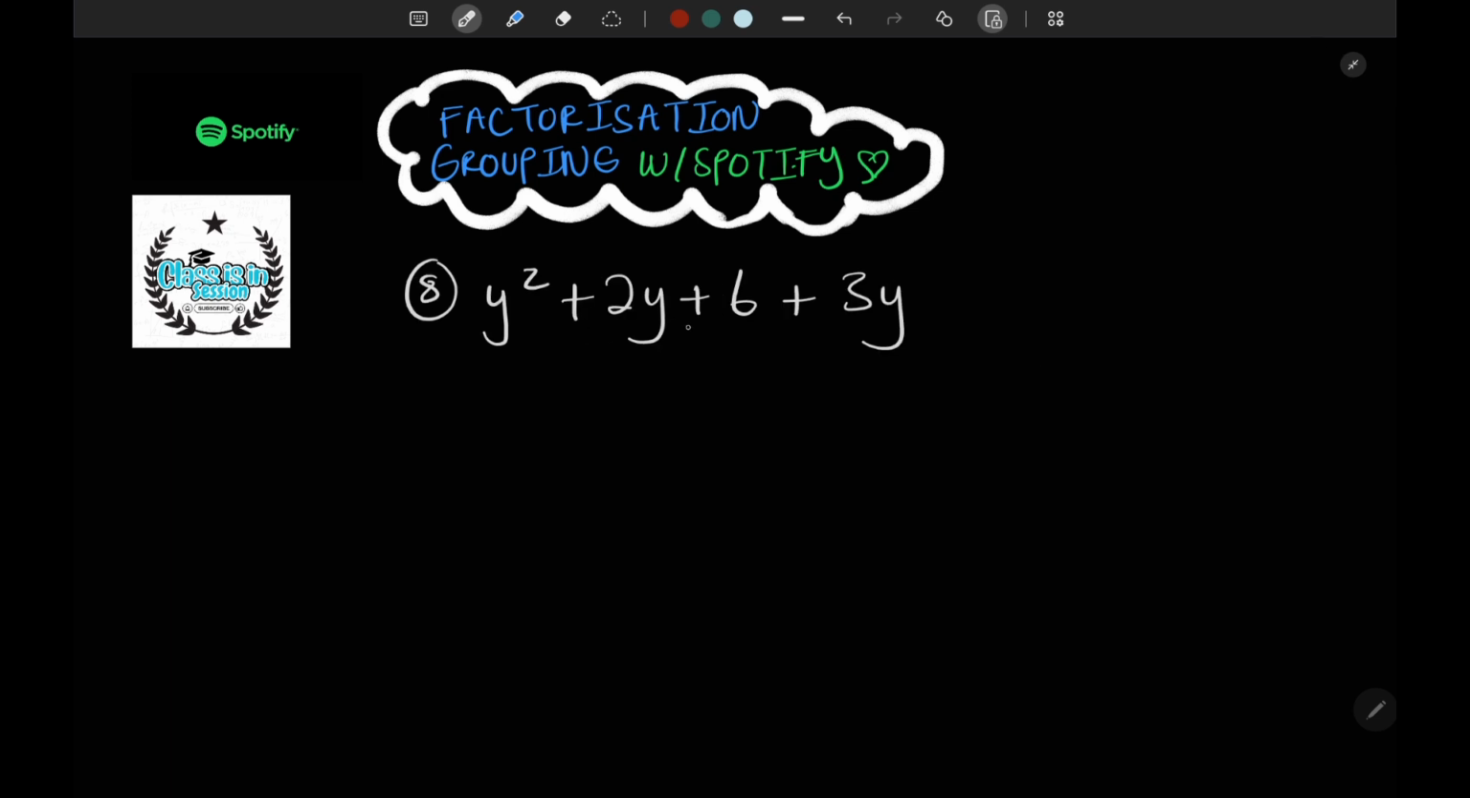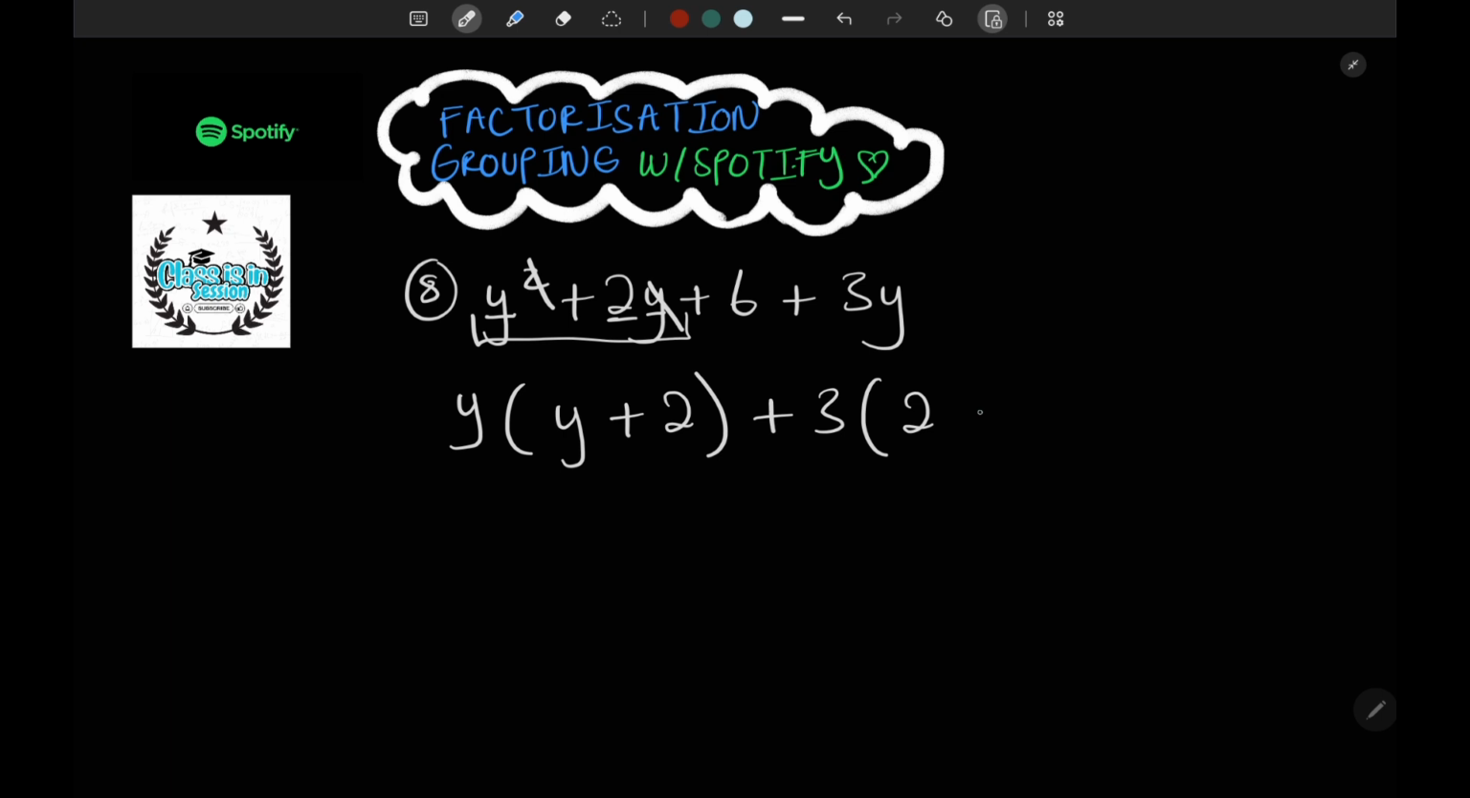Now let's do examples that are a bit trickier. Let's do y squared plus 2y plus 6 plus 3y. What's the first step? Factorize the first two terms. What's the highest common factor there? Y, because you have y and y. Open a bracket, y squared, take out 1, you're left with y. Plus 2y divided by y, 1. Plus 6 and 3. What's the highest common factor? 3. Open a bracket, 6 divided by 3, 2. Plus 3 divided by 3, 1. So we're left with y.